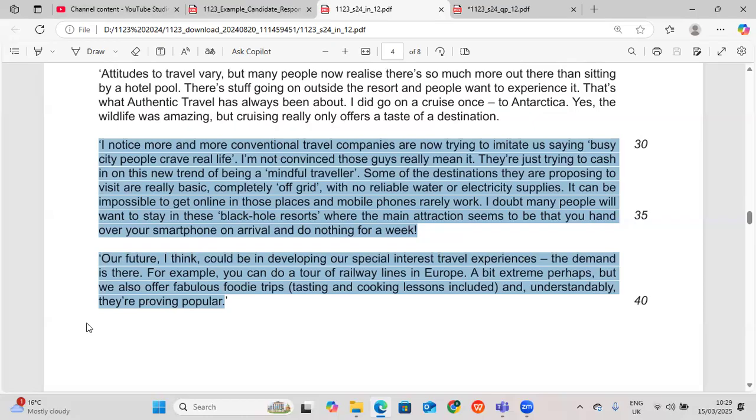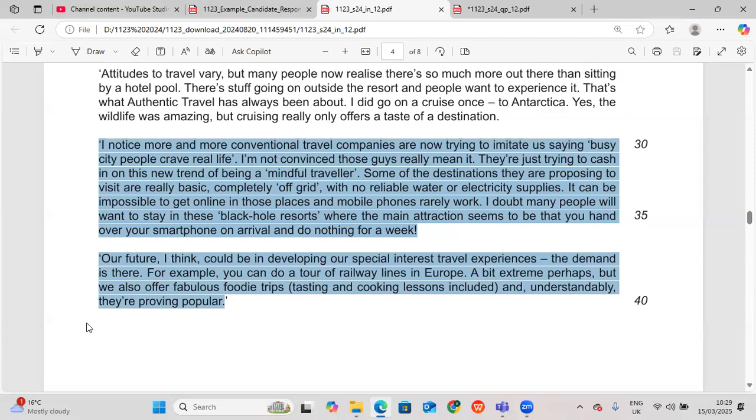Our future, I think, could be in developing our special interest travel experiences. The demand is there. For example, you can do a tour of railway lines in Europe. A bit extreme perhaps, but understandably they're proving popular.